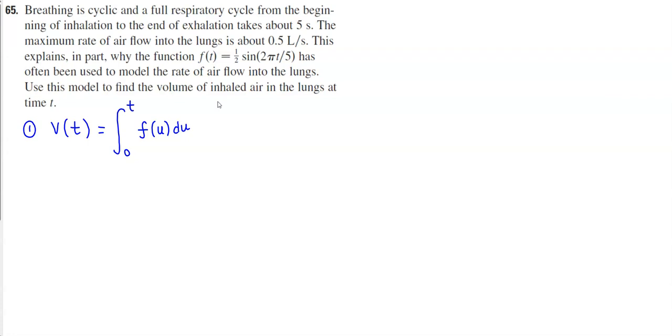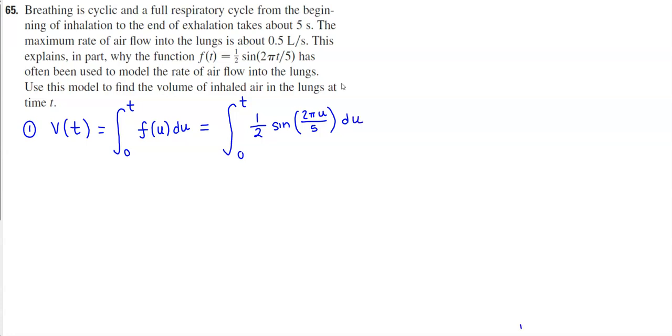Okay, so what are we going to do? We're going to go ahead and represent the following. So we have the integral going from a lower bound of 0 to t, and what we're going to do is substitute u in for t into this function. So we end up getting 1/2 times the sine of 2 pi u over 5 du.